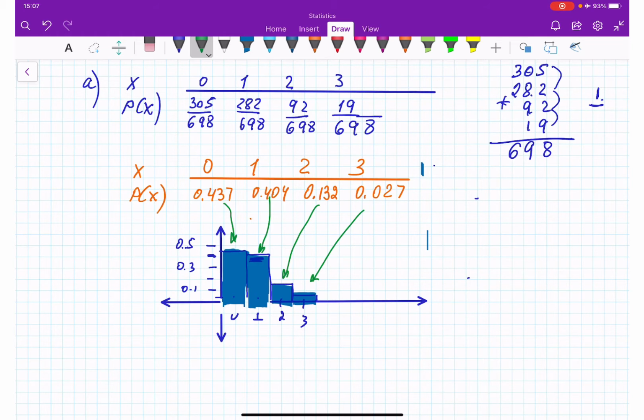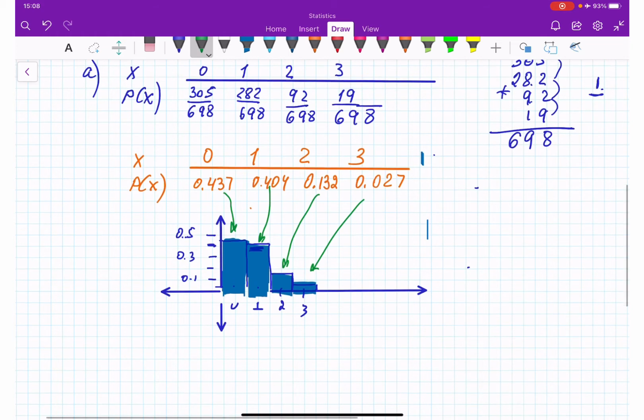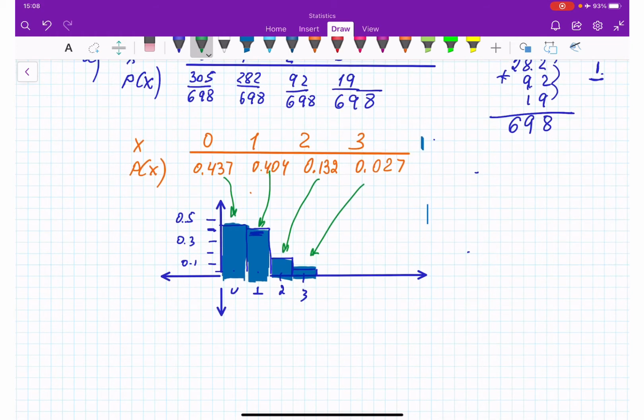Okay, moving to the next question. B, we need to describe the shape. Well, obviously it's absolutely clear. It's skewed to the right, right? Skewed to the right.